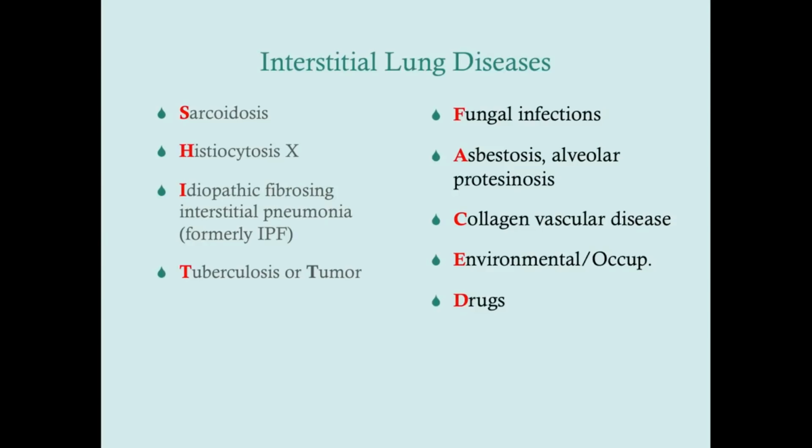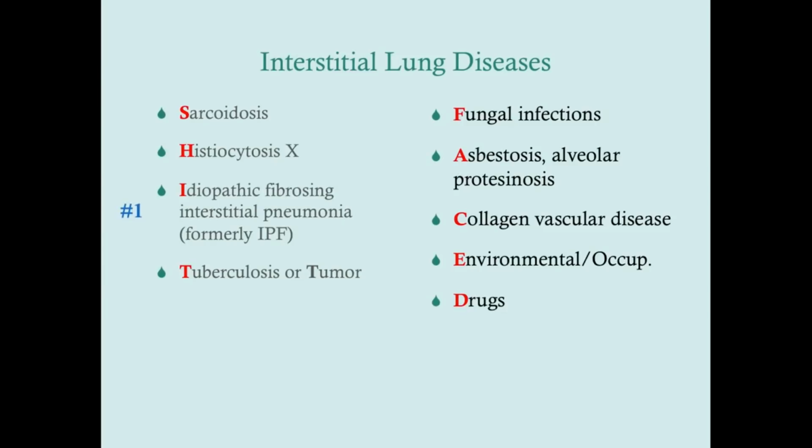Tuberculosis or tumors can cause restrictive patterns. Fungal infections, asbestosis or alveoloproteinosis, I misspelled that, collagen vascular diseases, environmental, occupational exposures, and drugs. Okay, so we're just going to give each of these a brief talk over. Oh, yeah. Okay, so IPF, idiopathic fibrosing interstitial pneumonia, is the number one cause overall of the interstitial lung diseases.